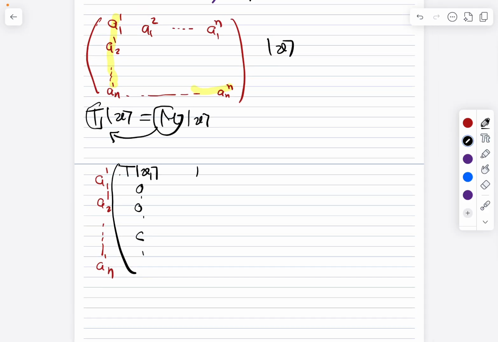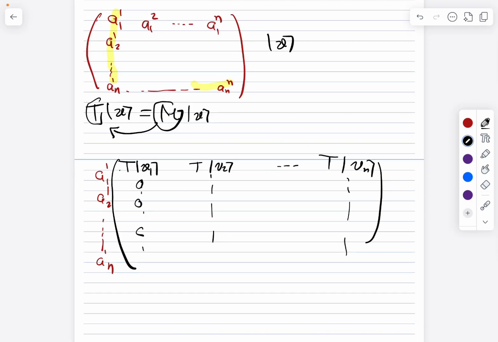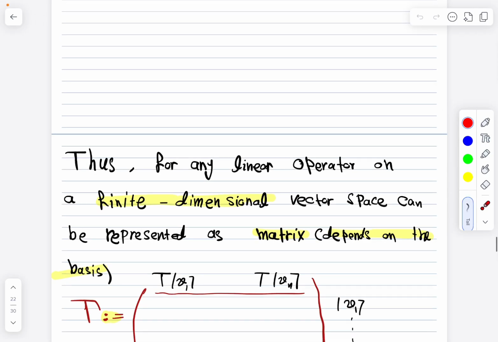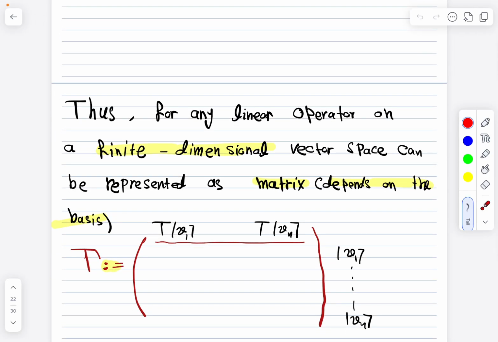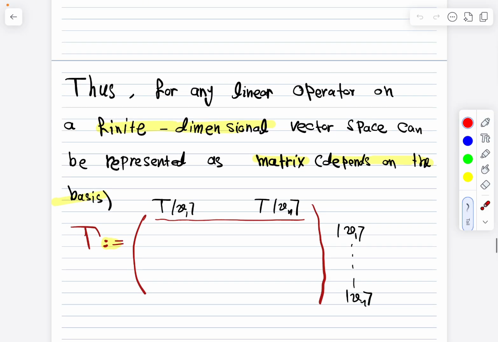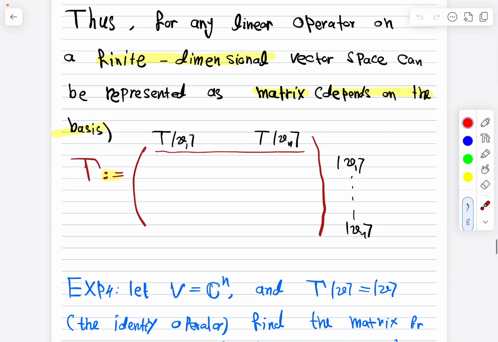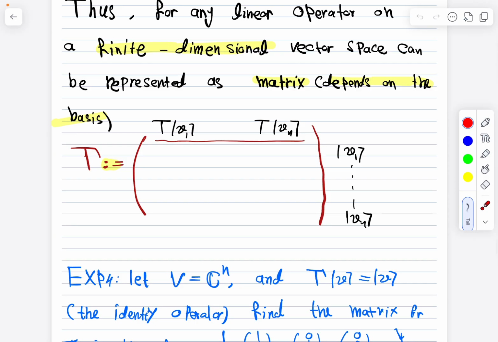For the second column, it's the same. We have T applied to V2, and you put it here, until we reach T at Vn, which you put here. So this is the procedure of how you find the matrix that is associated with the operator T. As I said, for any linear operator on a finite dimensional vector space, and it's very important that it be finite, we can represent it as a matrix.